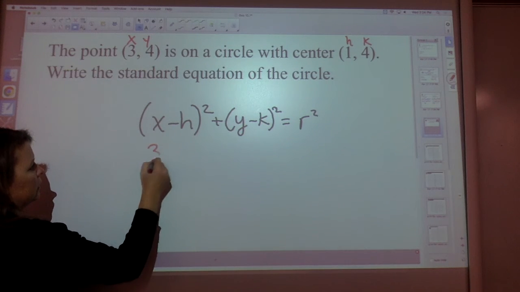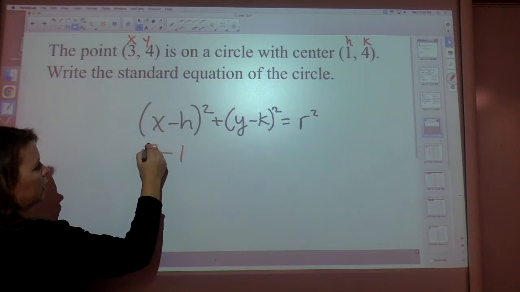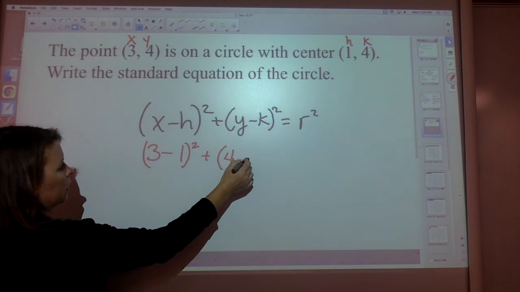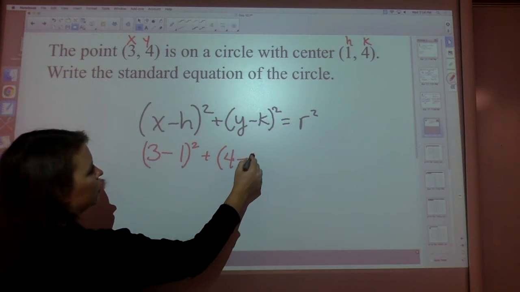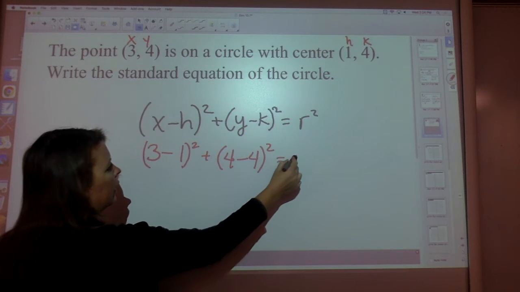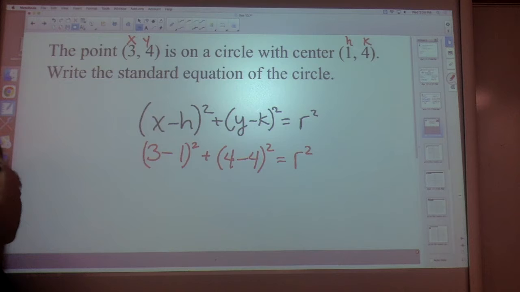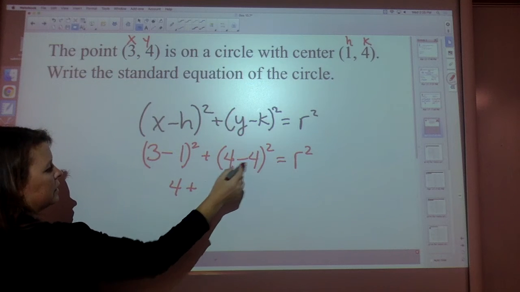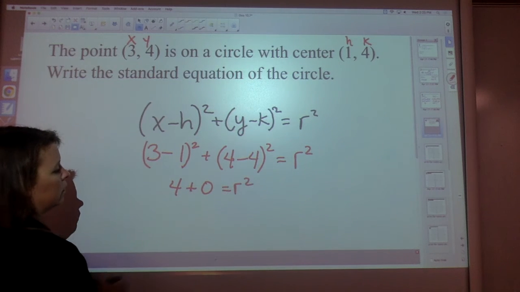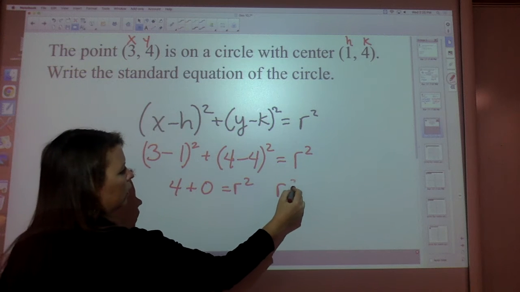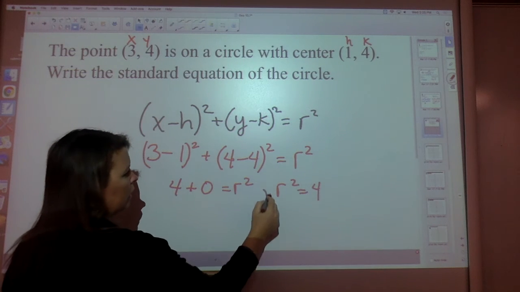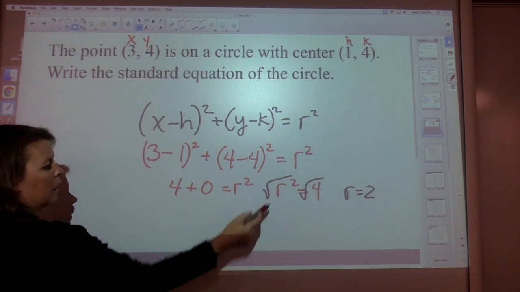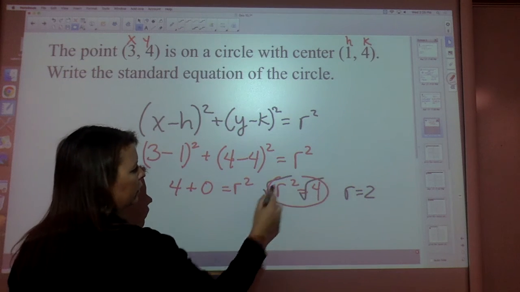Our x is 3 minus our h is 1, squared, plus our y is 4 minus our k is 4, interesting, and that's going to equal our r squared. Hopefully we can find r out of this. 3 minus 1 is 2. 2 squared is 4. 4 minus 4 is 0. Oh, so r squared equals 4, which means r itself must equal 2. But we don't actually have to find r. We can leave it as r squared, because that's what we use in our formula anyway.